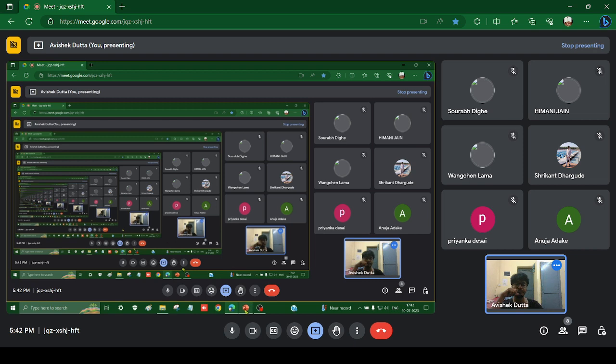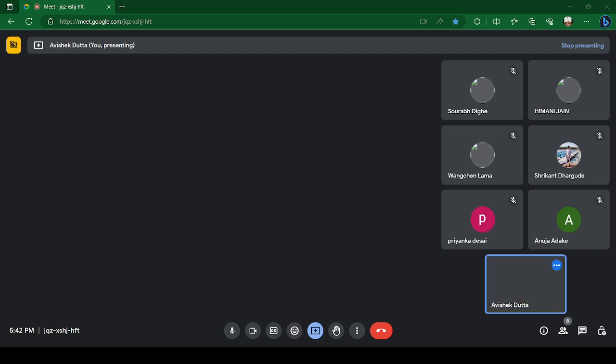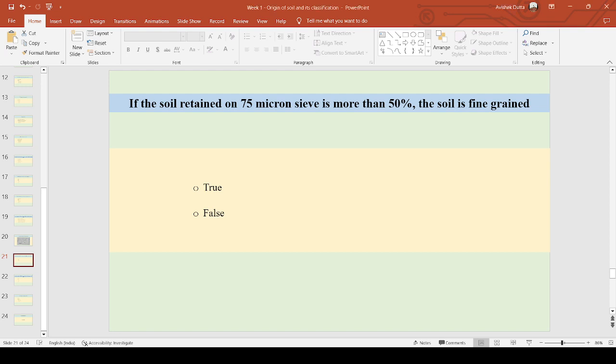Okay, write down from this question. This is a true false statement. If the soil retained on 75 micron sieve is more than 50%, the soil is fine grained. Is this statement true or false?